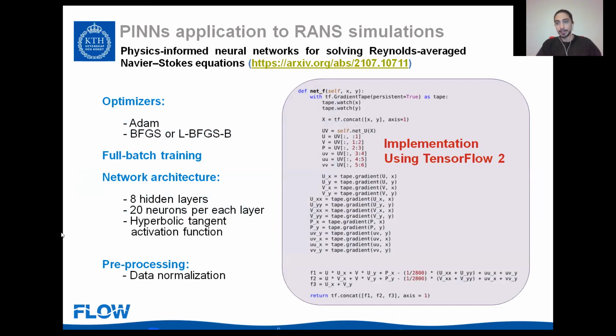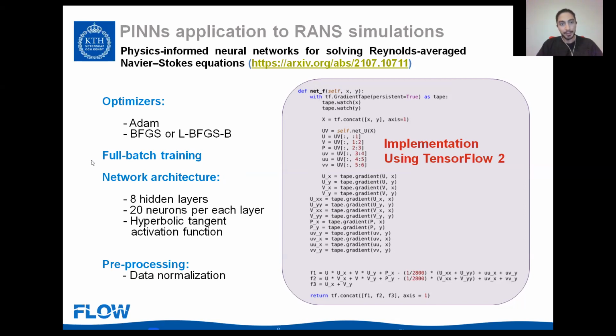This implementation of PINNs and this framework is very easy in TensorFlow. TensorFlow provides us with this interesting GradientTape function that does the automatic differentiation for us, and we can see that in a few lines of code we can write a solver for RANS equations. It is very interesting that with a small code you can generate a solver that can solve a PDE.